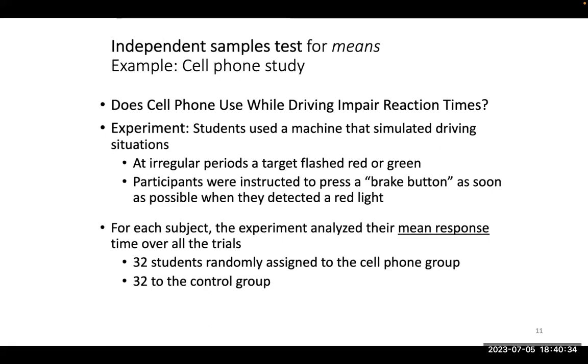Okay, so the example here is an independent sample t-test. Does cell phone use while driving impair reaction times? Students used a machine that simulated driving situations at irregular periods. A target flashed red or green. Participants were instructed to press a brake button as soon as possible when they detected the red light. For each subject the experiment analyzed a mean response. 32 students were randomly assigned to the cell phone group and 32 to the control group. So that's the independent samples t-test.